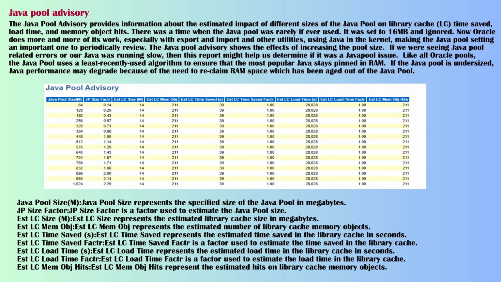Java pool size represents the specified size of the Java pool in megabytes. JP size factor is a factor used to estimate the Java pool size. EST_LC_SIZE represents the estimated library cache size in megabytes. EST_LC_MEM_OBJ represents the estimated number of library cache memory objects. EST_LC_TIME_SAVED represents the estimated time saved in the library cache in seconds. EST_LC_TIME_SAVED_FACTOR is a factor used to estimate the time saved in the library cache.